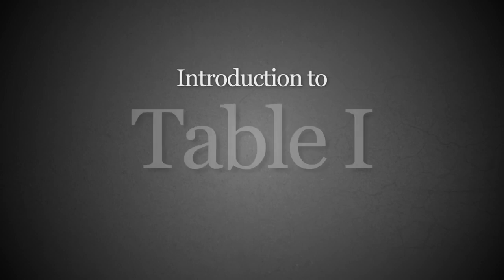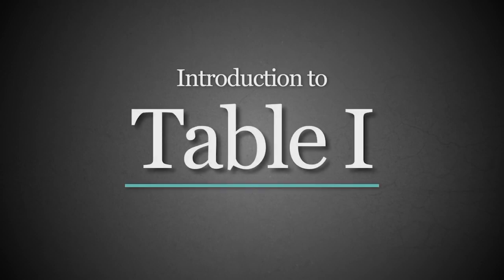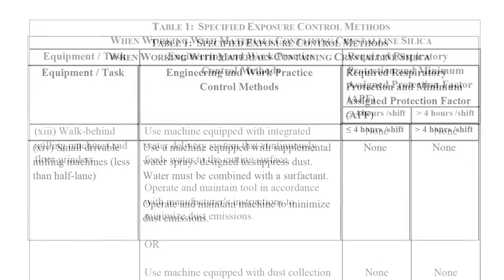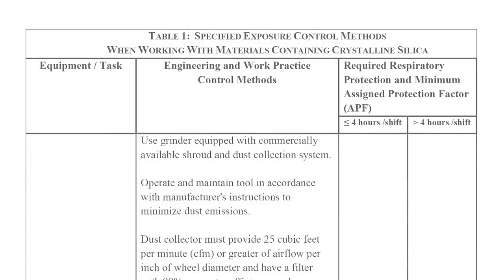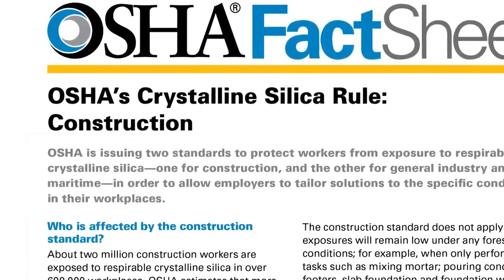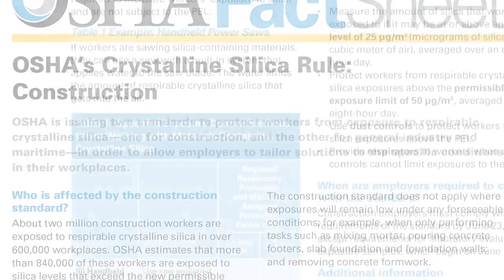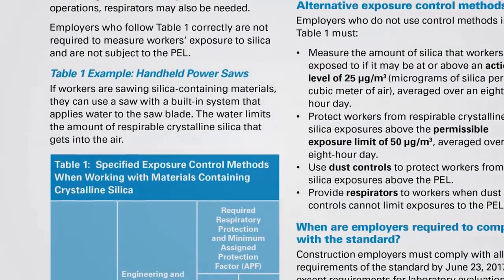Option 2 is to follow Table 1. Table 1 has specific exposure control methods when working with materials containing silica. When following Table 1, you do not have to do any air sampling. But Table 1 is broken into 3 parts: equipment, engineering and work practice control methods, and required respiratory protection.